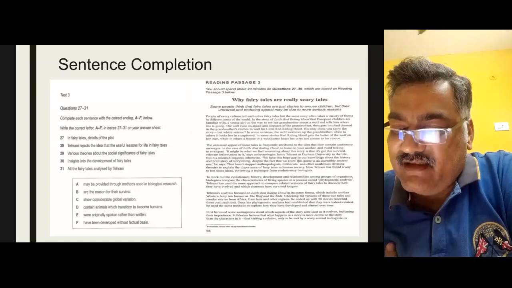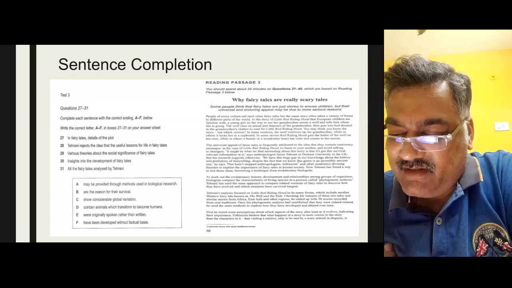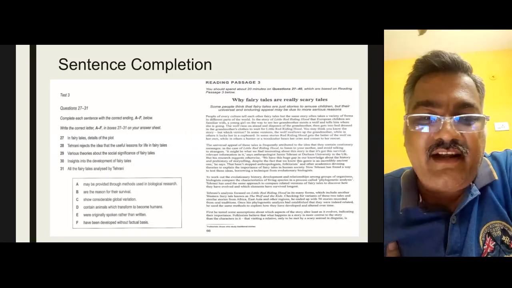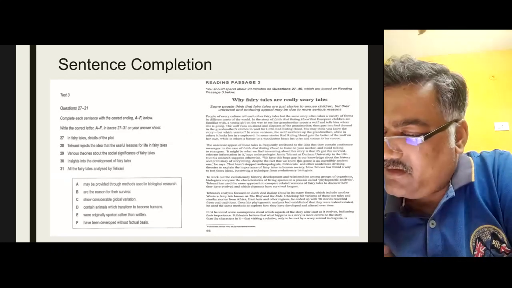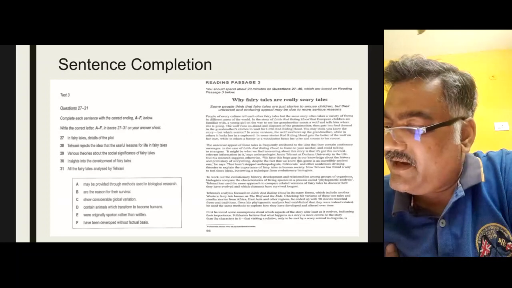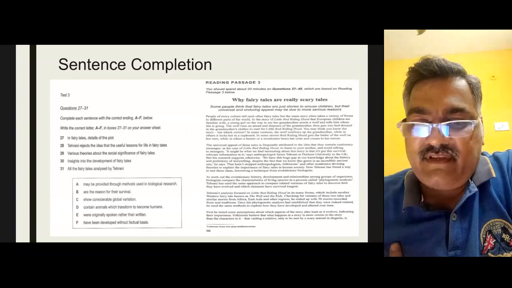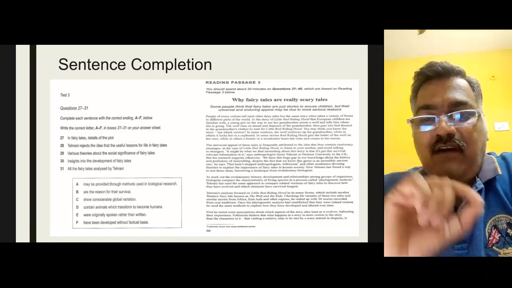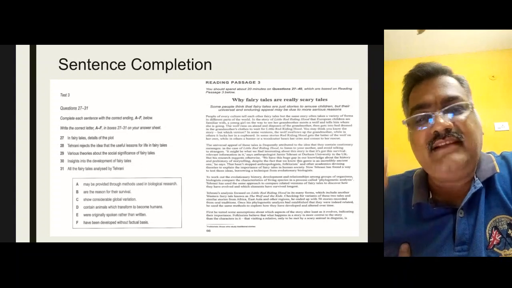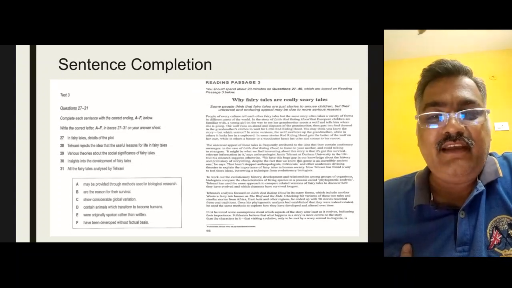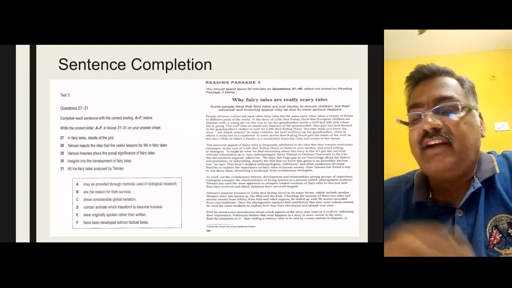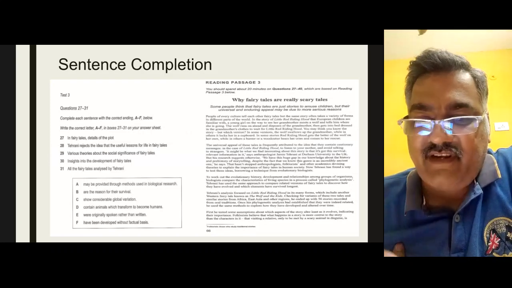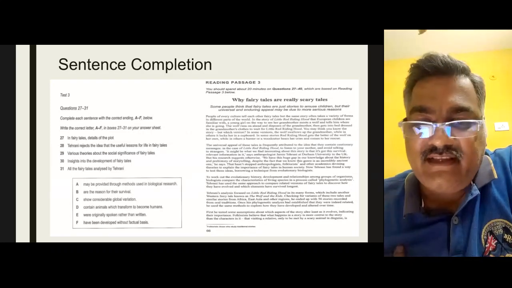But the details of the plot, they're talking about the details. They're not asking you, did Little Red Riding Hood survive? They're not asking about that. They're asking about the details of the plot. So what is the detail? Detail means the story, how the story begins and how it ends. That entire part is detail. But the details over here are different for different parts of the world. So we have to be aware of these kinds of traps.